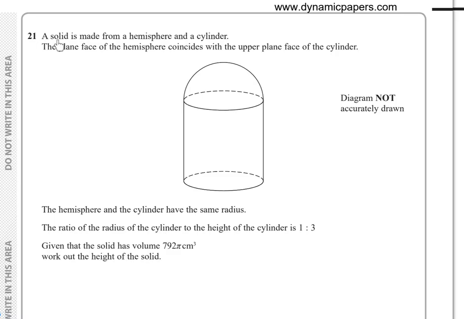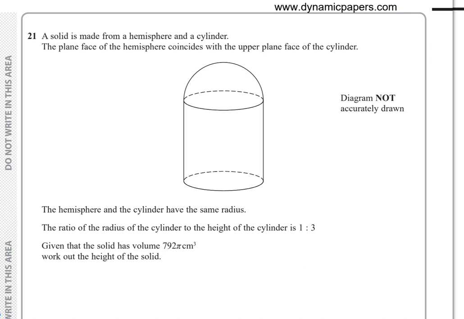21. A solid is made from a hemisphere and a cylinder. The plane face of the hemisphere coincides with the upper plane face of the cylinder. The hemisphere and the cylinder have the same radius. The ratio of the radius of the cylinder to the height of the cylinder is 1 to 3. Given that the solid has volume 792 pi, work out the height of the solid.